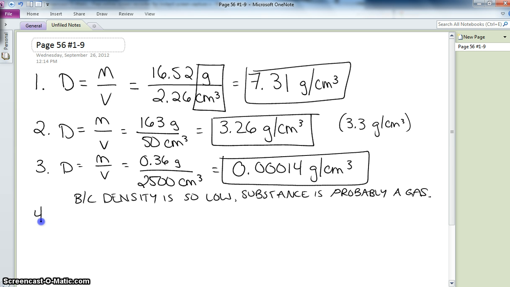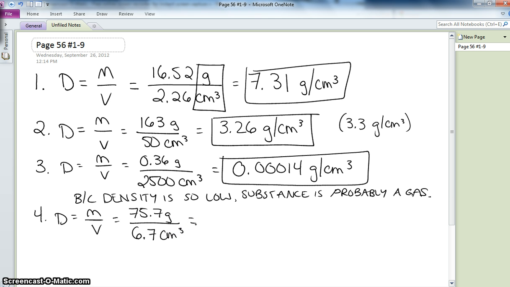All right, let's look at number 4. A piece of metal has a volume of 6.7 cubic centimeters and a mass of 75.7 grams. Find the metal's density. Again, they want us to find density. We know density equals mass divided by volume. If you go back and read the problem, we can see that the mass is 75.7 grams. We're going to divide that by the volume, which is 6.7 cubic centimeters.